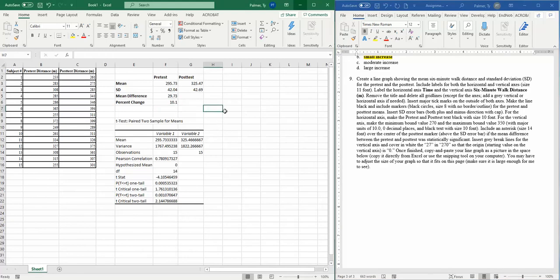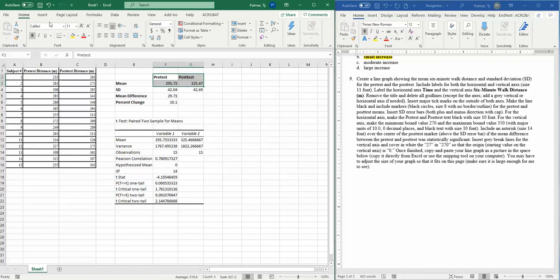To create a line graph, we're going to go over to Excel, and the first thing we're going to do is highlight, so click and hold and highlight the pre-test and post-test labels here, and also highlight the means for the pre-test and post-test, just as I've done and just as I'm showing you here now. You're going to do the same thing. Highlight the pre-test and post-test and the means.